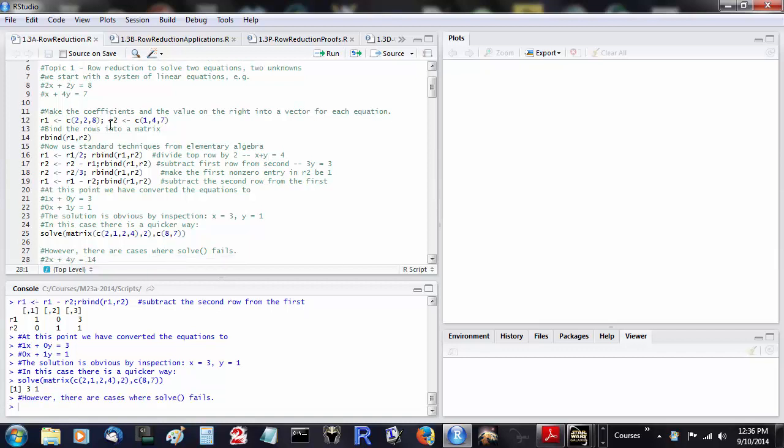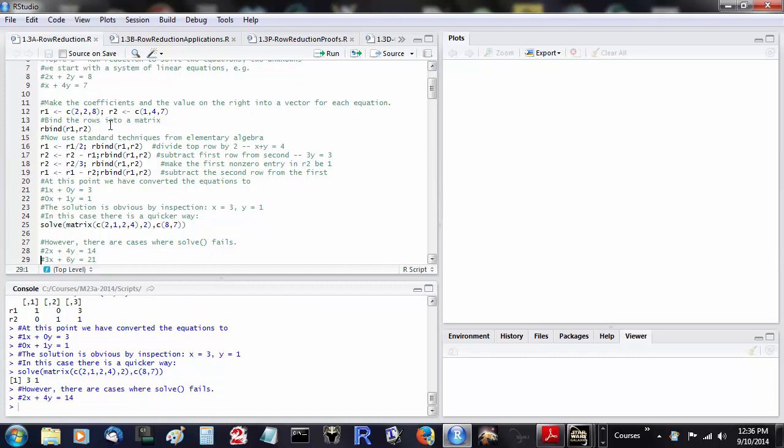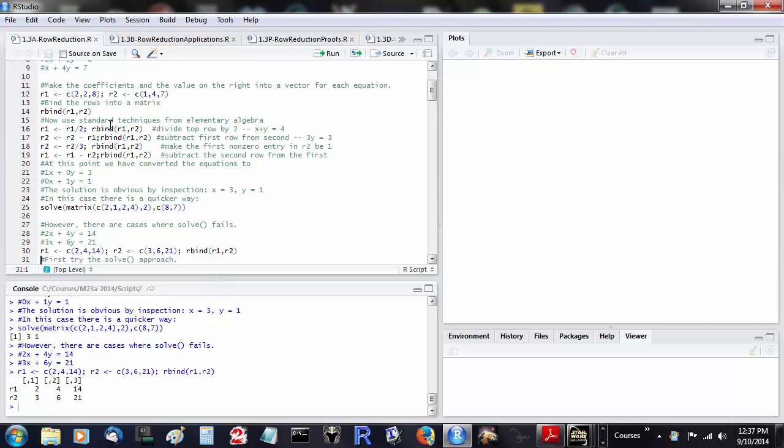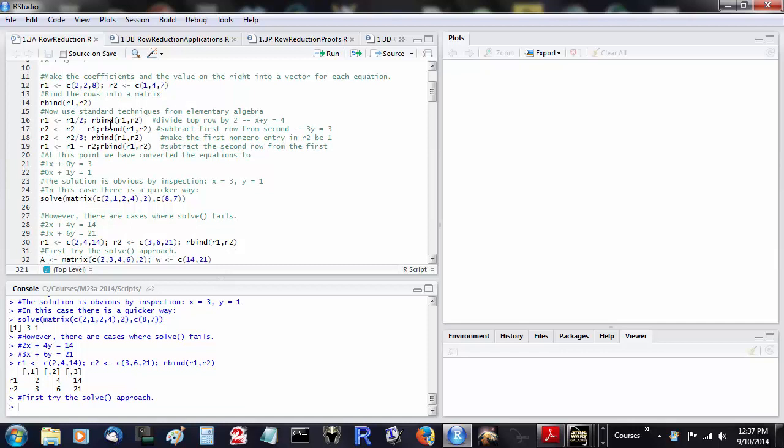But solve doesn't always work. Here's an example where solve fails for an obvious reason. Here's a pair of equations. Well, they're not really a pair of equations because they're both equivalent to x plus 2y equals 7, aren't they? How would we discover that? Again, we convert the coefficients into two rows, which we then bind into a matrix.